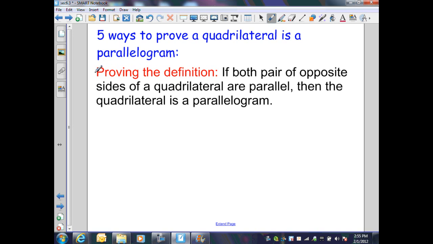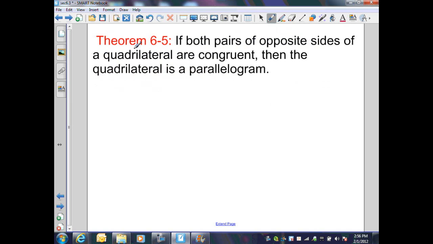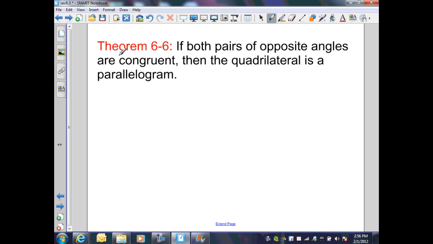First, the definition. If I can prove both pairs of opposite sides of a quadrilateral are parallel, then that quadrilateral must be a parallelogram. In Theorem 6.5, if I can show that both pairs of opposite sides of a quadrilateral are congruent, then the quadrilateral is a parallelogram. Theorem 6.6 says if both pairs of opposite angles are congruent, then the quadrilateral is a parallelogram.